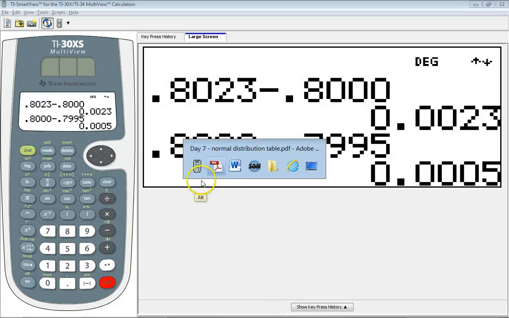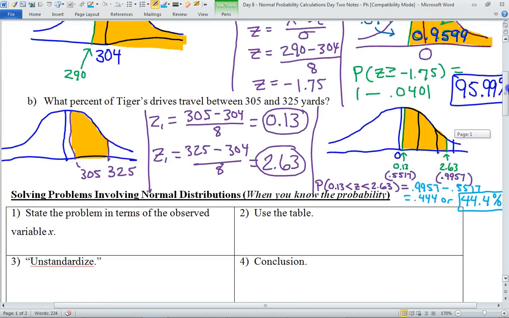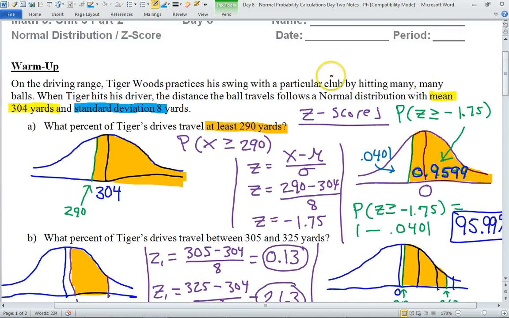Okay, so what I have here is a z-score of 0.84. Okay, that's my z-score. Now, my goal is to work all the way backwards until I find x. Now remember, we have some information that we can still use. We're still understanding that the mean is still 304, and the standard deviation is still 8. So don't forget those numbers.